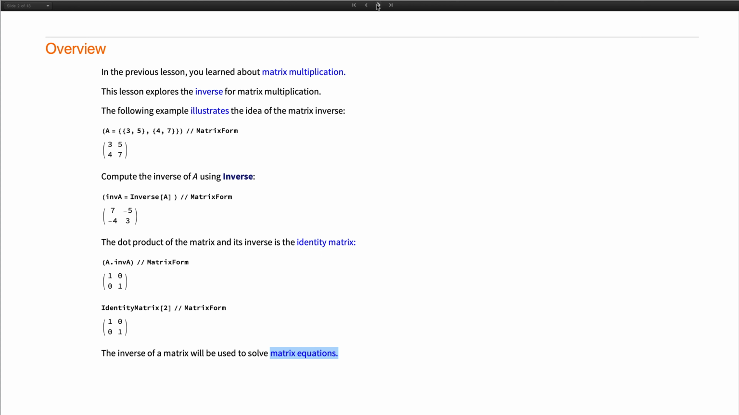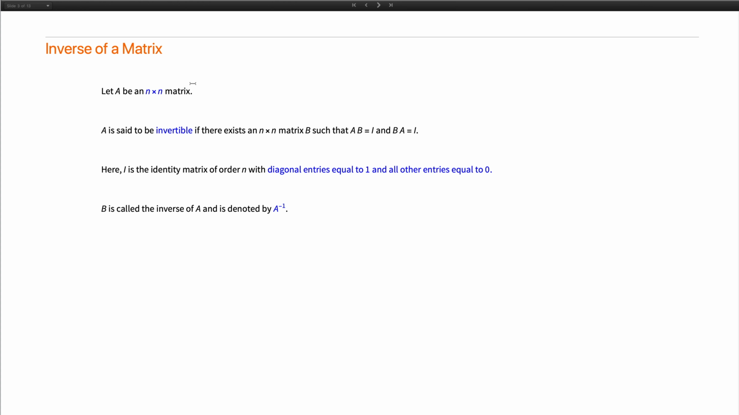Okay, so let's begin with a formal definition of the inverse. Let's say you have an n by n matrix, a square matrix. Then this matrix A is said to be invertible if there is another matrix B such that A times B and B times A both give you the identity. Here I refers to the identity matrix of order n with diagonal entries equal to 1 and all other entries equal to 0.